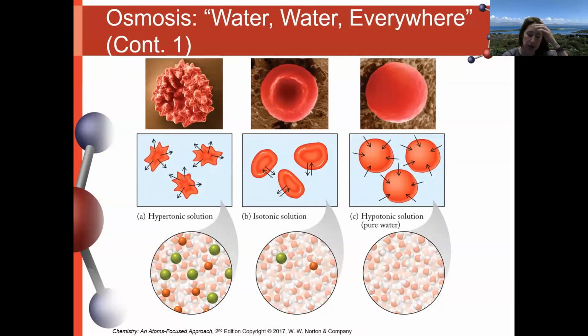Okay, so we have 3 solutions: hypertonic, isotonic, and hypotonic. Those of you who have taken any kind of biology classes have probably talked about those. Hypertonic is one in which the solution concentration is higher on the outside than on the inside. Remember, the water wants to be the same concentration on both sides. So if there's a higher concentration of salt on the outside, the water's like, oh, that's too much salt. We must go out. We must go out.